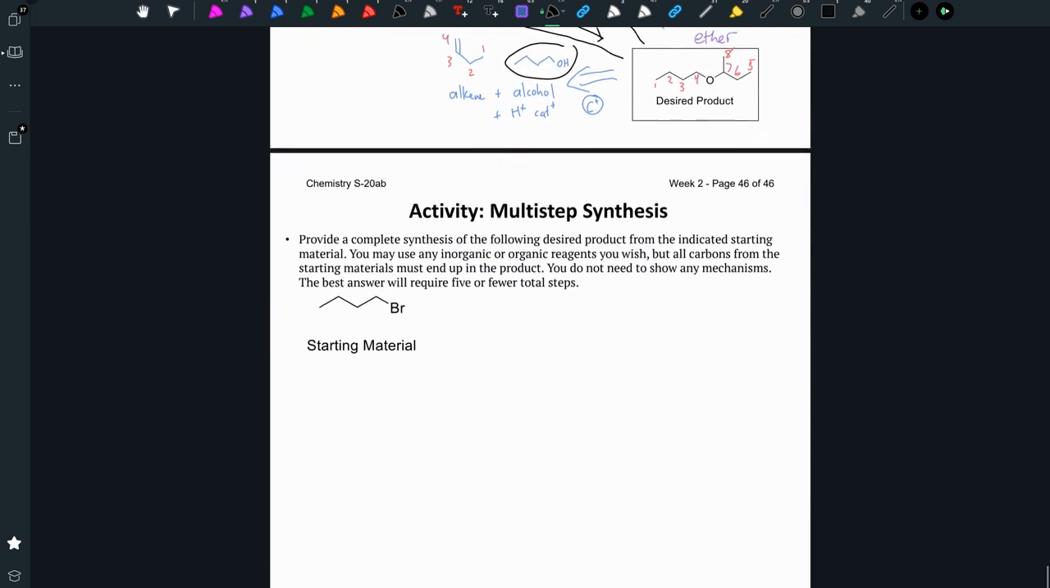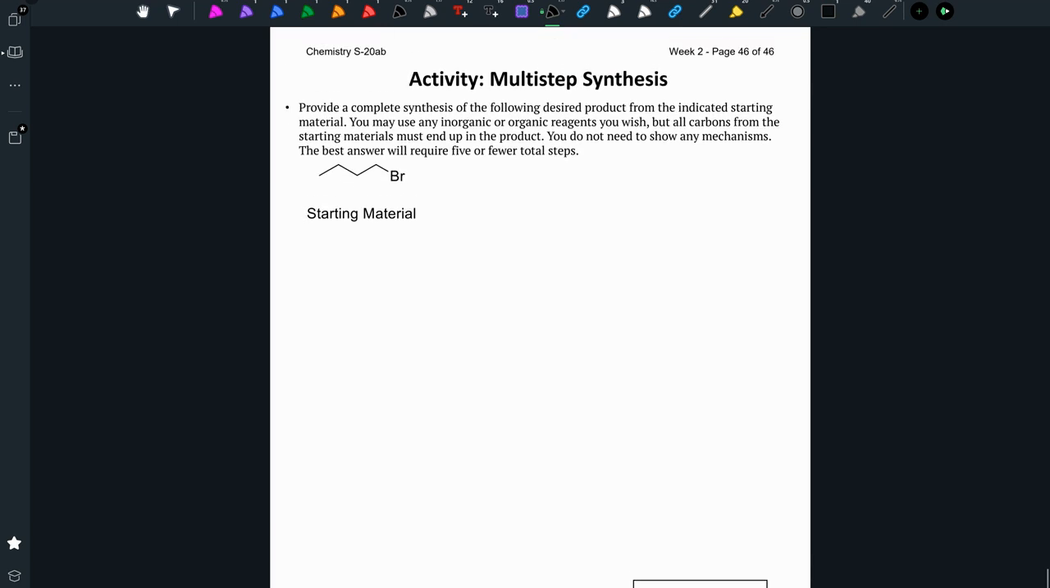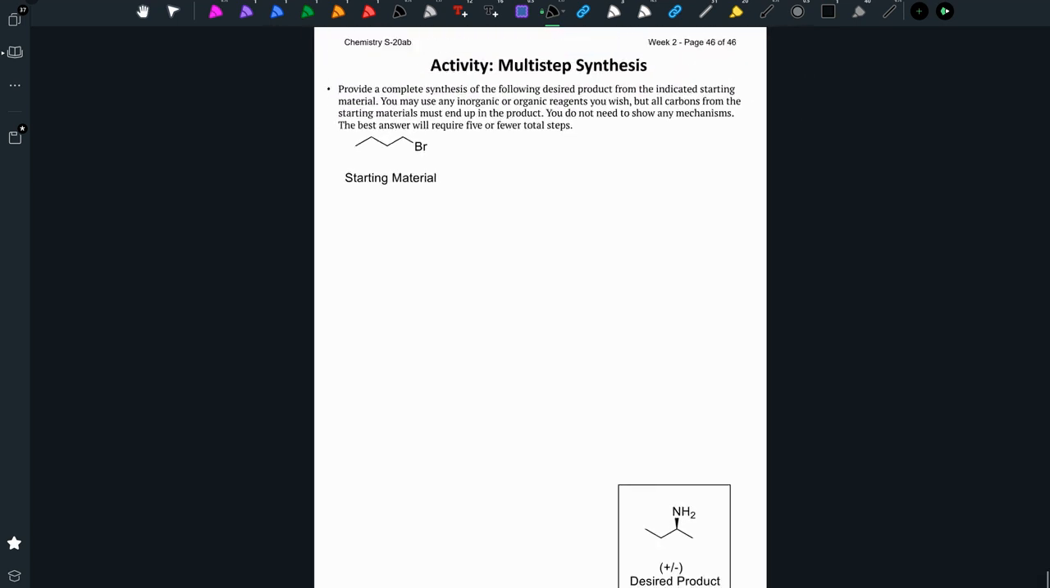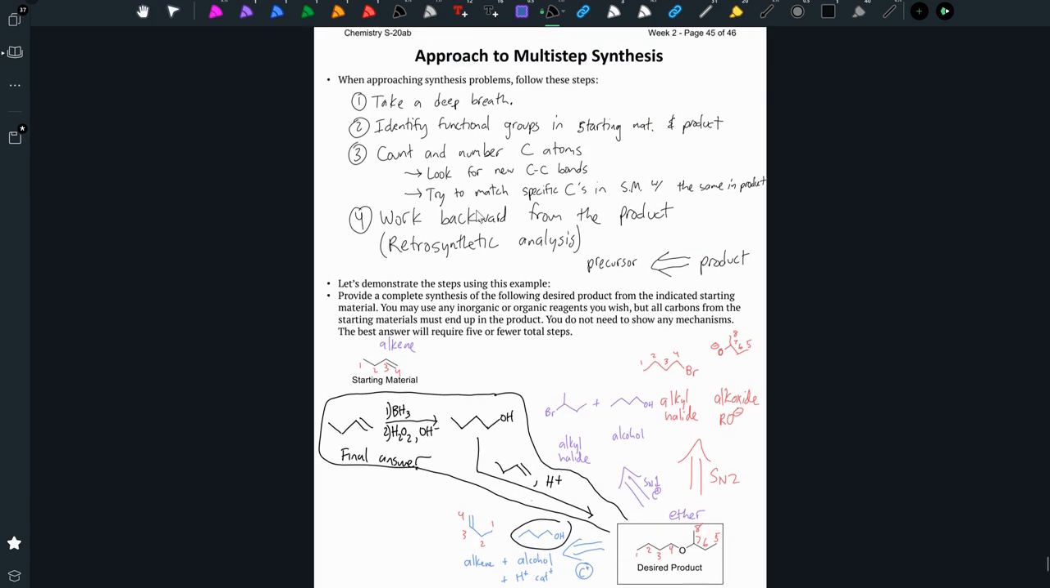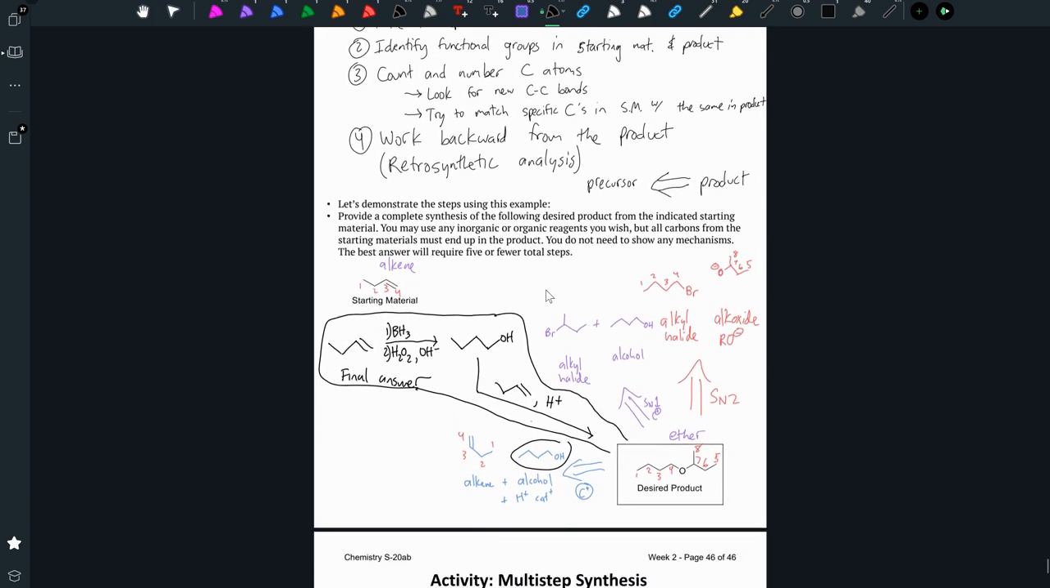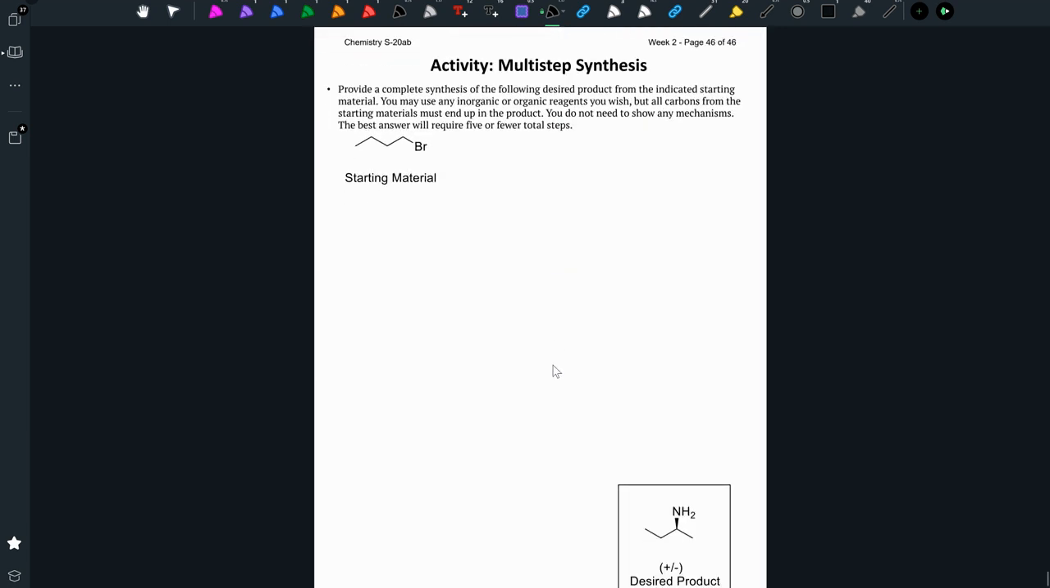So I have another synthesis example on the next page. So I would like you to take a minute, take 5 minutes, take 10 minutes, really dive into that question, and then come back and I will walk through my thought process for this one. But follow these steps. Take a deep breath, identify functional groups, count and number your carbons, and work backwards. Go for it.